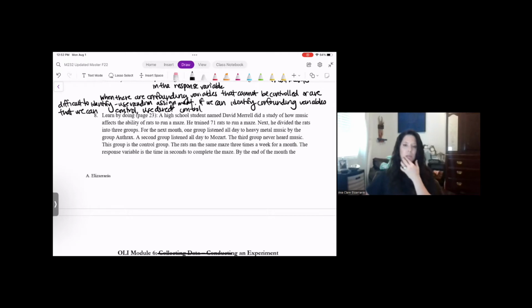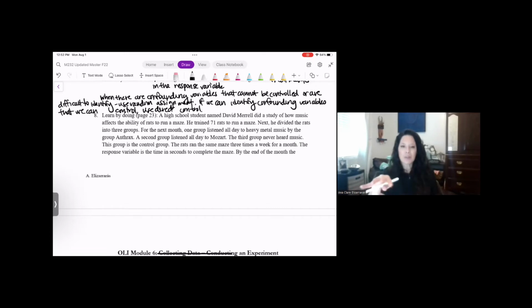So in this question that was on page 23, a high school student was asked to study the effects of music on rats' ability to run a maze. And so he trained 71 rats to run a maze, and he divided the rats into 3 groups. And for the next month, one group listened to heavy metal music, a second listened to Mozart, and then the third never heard any music.